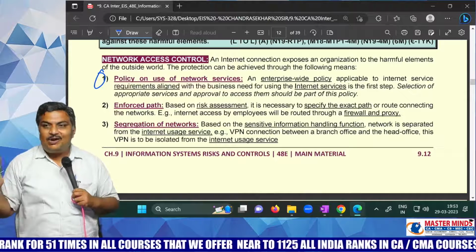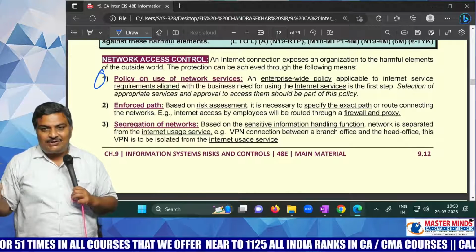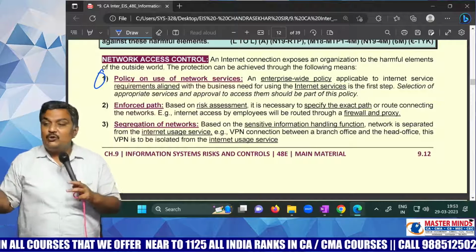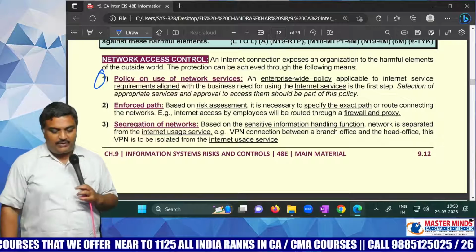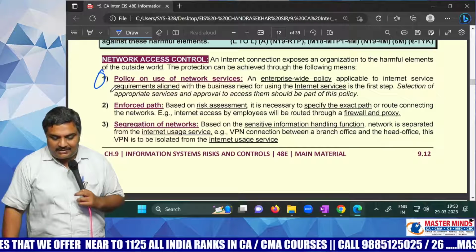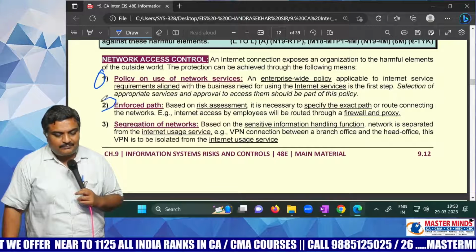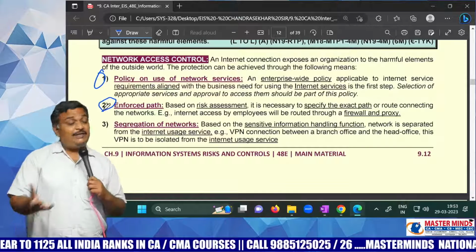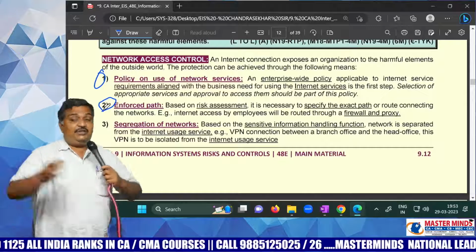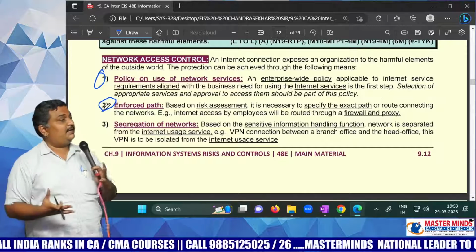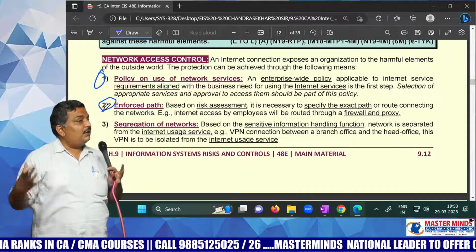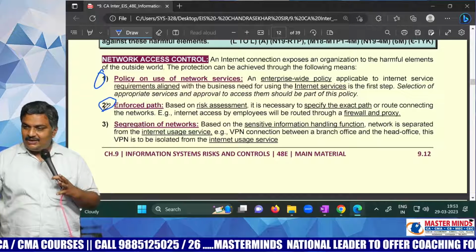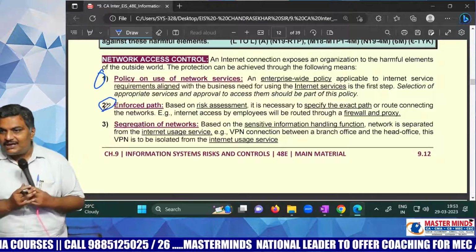See, running an organization using technology is not a joke. These types of controls should be there. Policy on network services. Enforced path. Enforced path means what? Our employees in the office will complain, sir, this site is not getting opened. For Chandrasekhar sir, that site is open, but for me it is not open. Because there are some firewalls that stop certain sites from opening. You need to do it that way only.